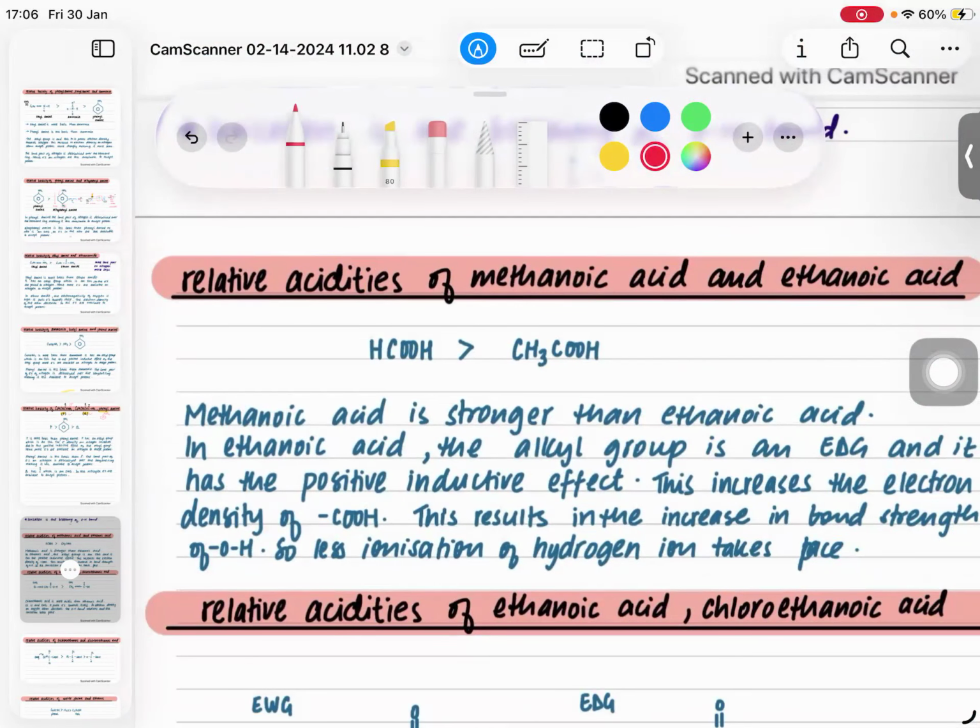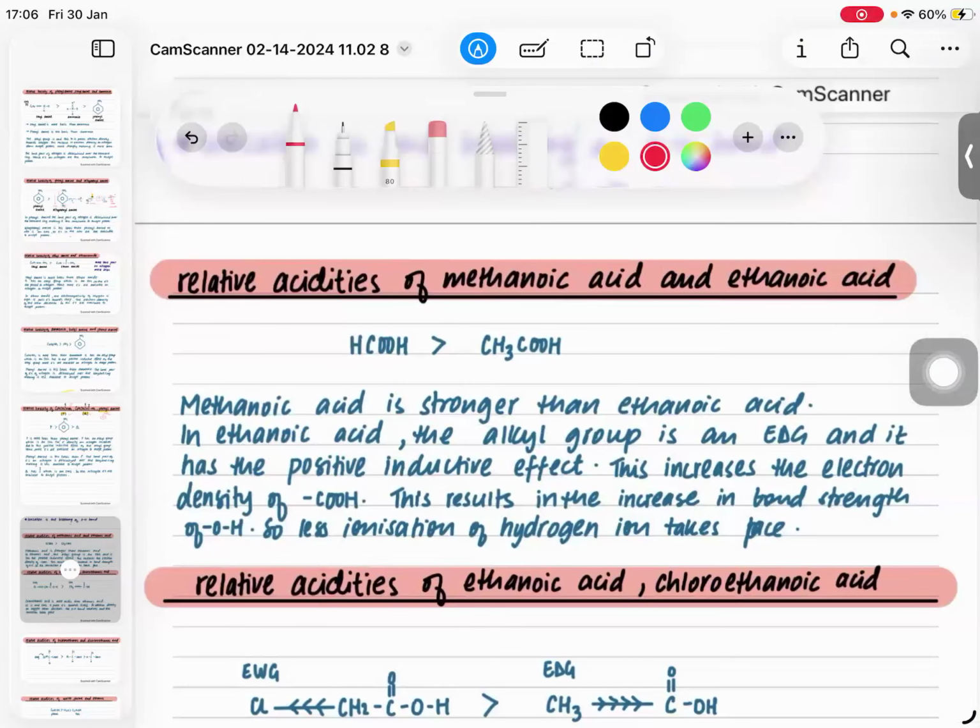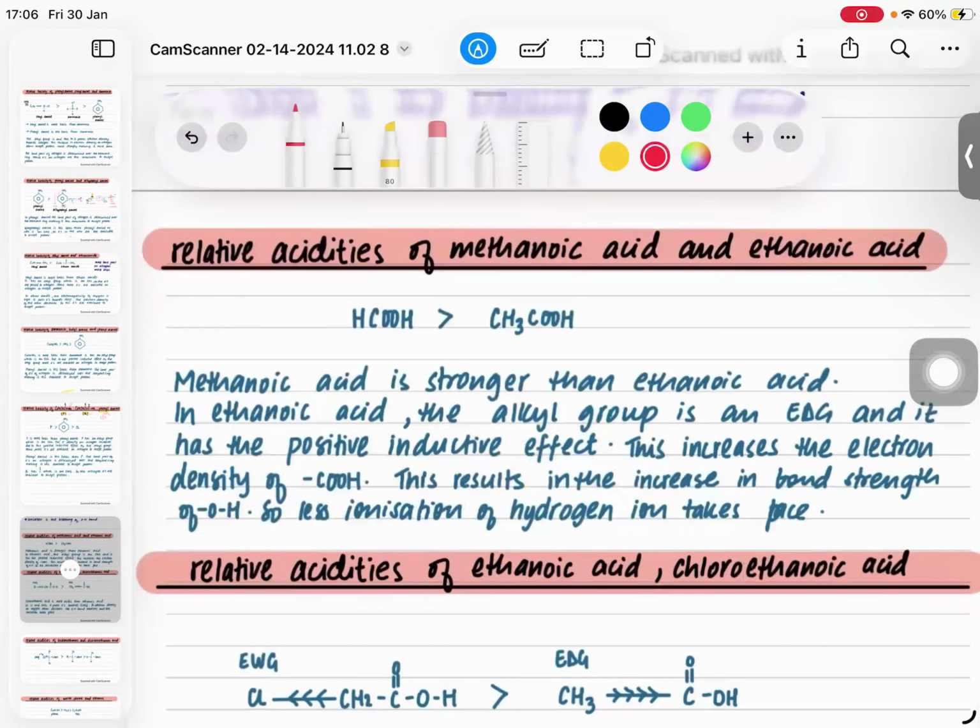In ethanoic acid, the alkyl group is an electron donating group and it has a positive inductive effect. This increases the electron density on COOH. This results in the increase in bond strength of OH, so less ionization of hydrogen takes place.